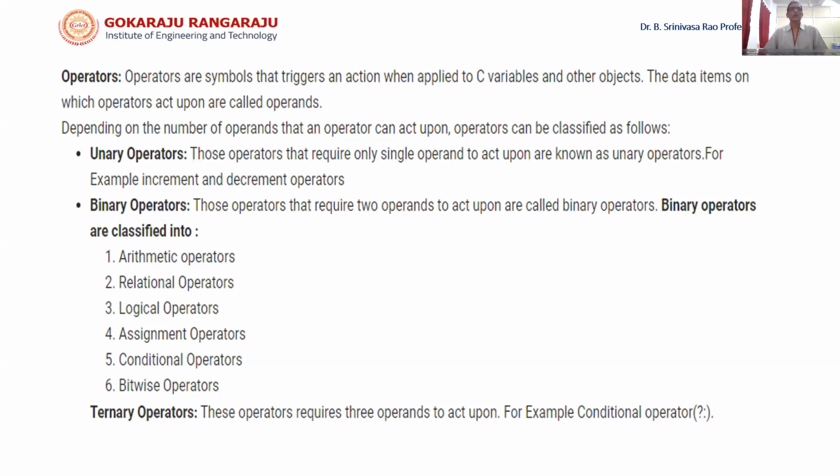Binary operators. Those operators that require two operands to act upon are called binary operators. Binary operators are classified into 1. Arithmetic operators, 2. Relational operators, 3. Logical operators, 4. Assignment operators, 5. Conditional operators, 6. Bitwise operators. All the operators have their own meaning and special purpose in writing the C program. Now we can see a special type of operator, the ternary operator. These operators require three operands to act upon. For example, the conditional operator.